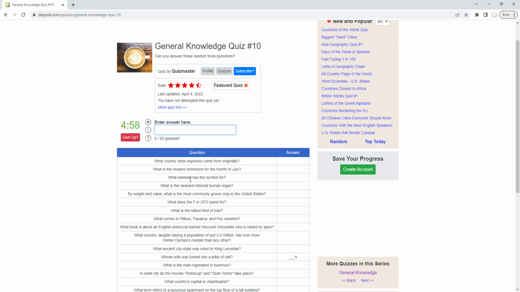5 minutes. Where does espresso come from? It comes from Italy, doesn't it? What modern birthstone for July? I don't know that. What element has the symbol SN? It's tin. What is the heaviest human internal organ? Is the heart an organ or a muscle? Heart. Stomach.